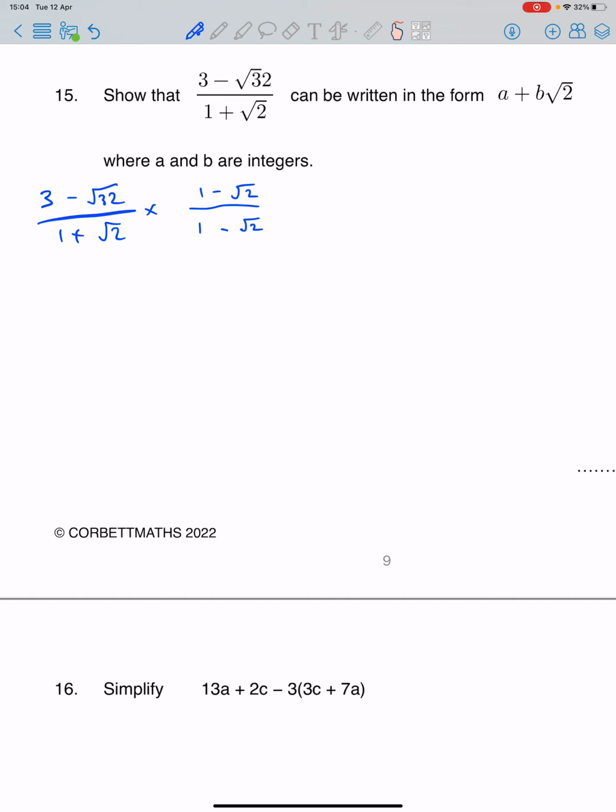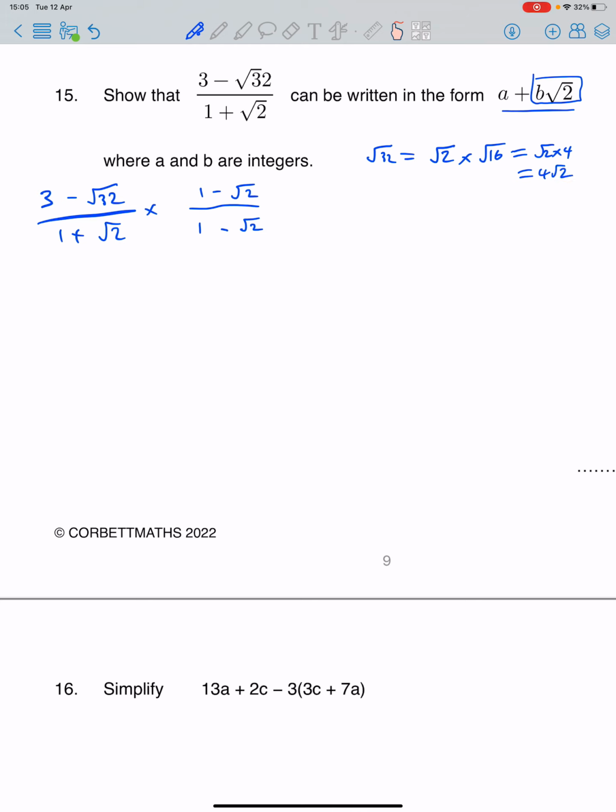Okay, and another thing that I want to do before we multiply it out is change this root 32. The format says b root 2, so the square root of 32 is going to be the square root of 2 times something else, which in this case is the square root of 16. The square root of 16 can be written as 4, so that's 4 root 2. So the square root of 32 is 4 root 2.